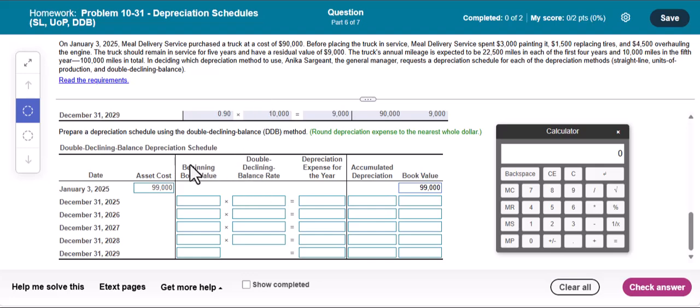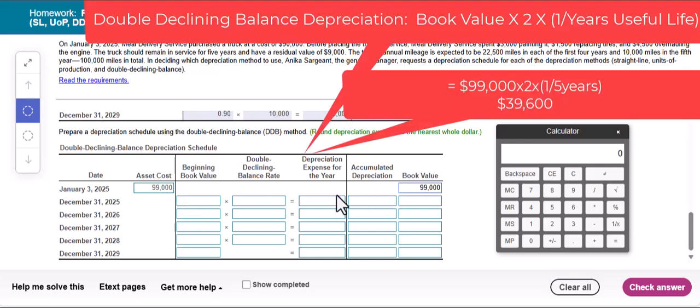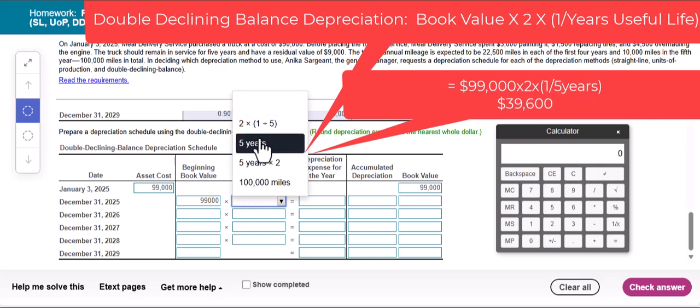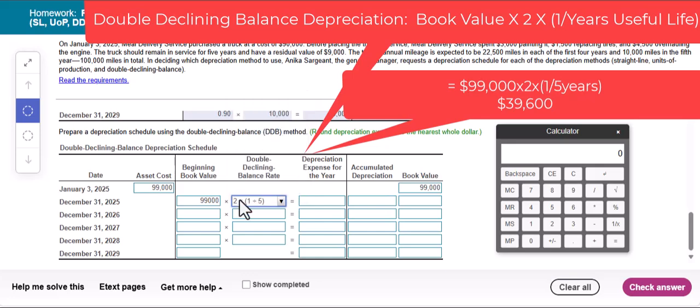So the formula for a double declining balance here is the beginning book value. So that's that 99,000 this first year. Then we have that multiplied by 2 times 1 divided by 5. And then that 5 stands for the 5 years that the truck will remain in service. So we're just doubling the depreciation here. So let's go ahead and calculate that.